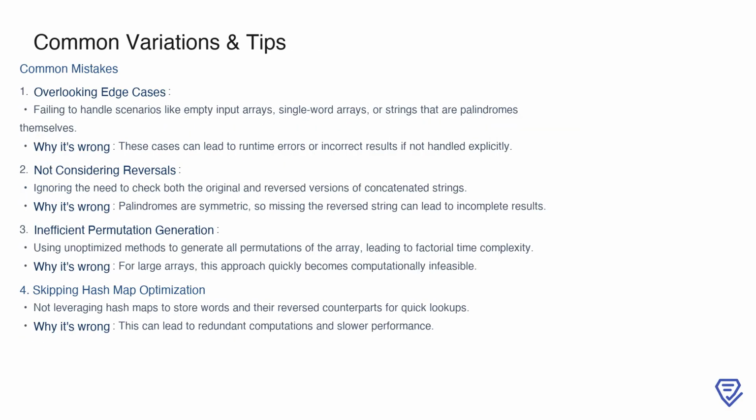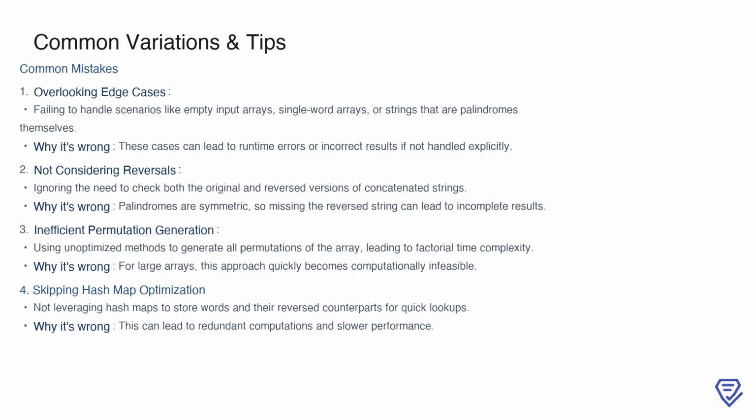When solving this problem, there are several common mistakes to watch out for. First, overlooking edge cases is a frequent issue. For example, you might encounter empty input arrays, arrays with just one word, or even strings that are palindromes themselves. If these cases aren't handled explicitly, the program might crash or produce incorrect results. Another common error is not considering reversals of strings. Since palindromes are symmetric by nature, failing to include the reversed version of concatenated strings can lead to incomplete solutions.